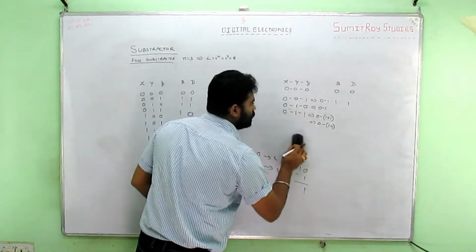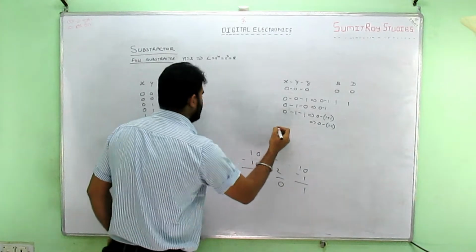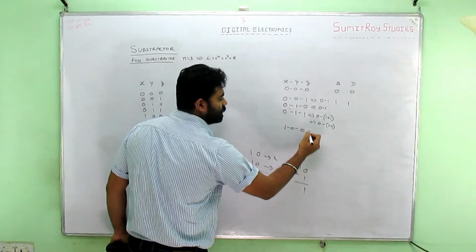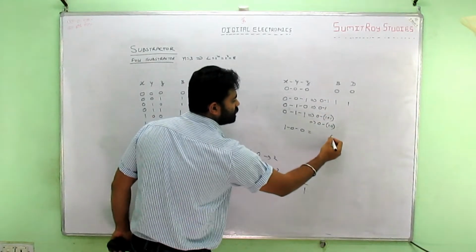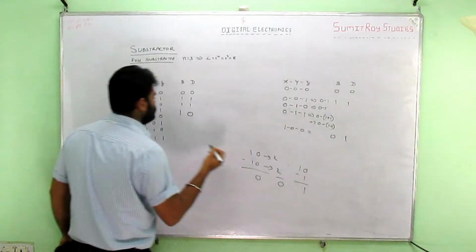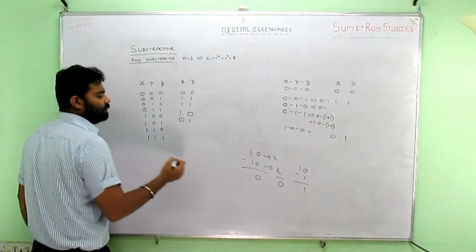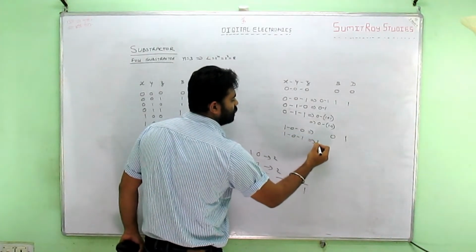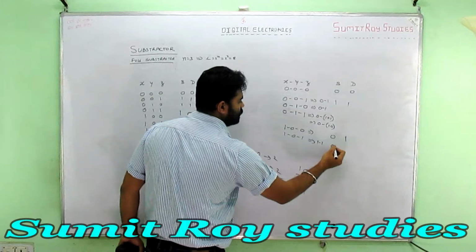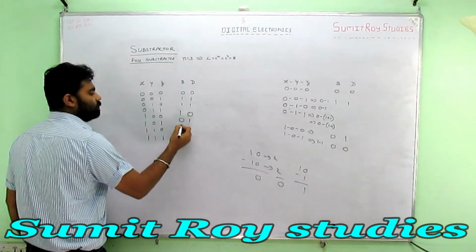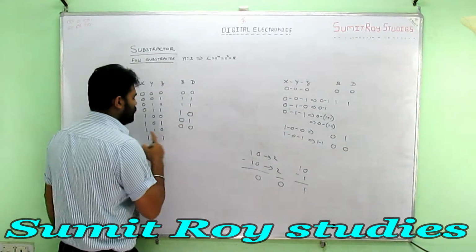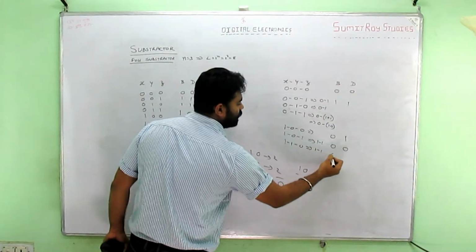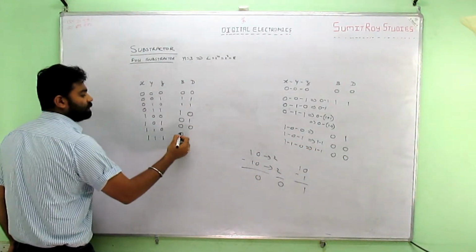Then if we proceed, it will be 1 minus 0 minus 0, that is no borrow is required and the difference is 1. Again 1 minus 0 minus 1, that is 1 minus 1, that is 0, so no borrow, and the difference is 0. Again this is also the same thing, 1 minus 1 minus 0, that is 1 minus 1, that is 0, so borrow 0 and difference 0.